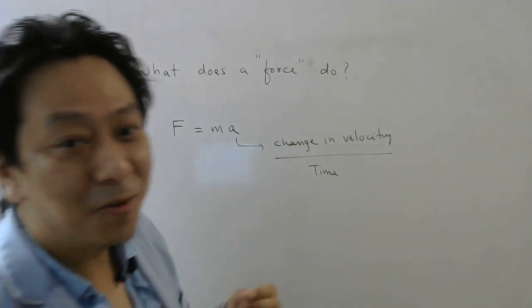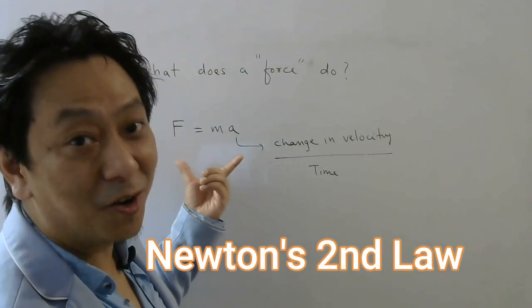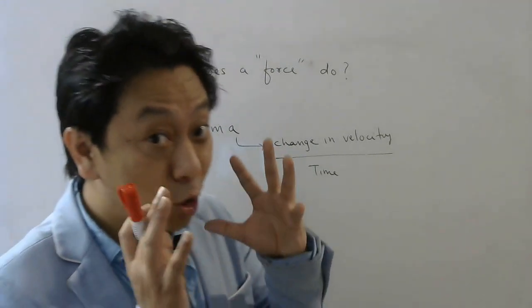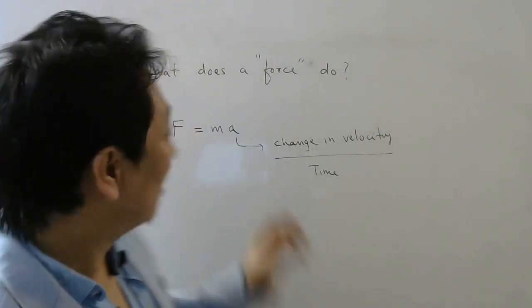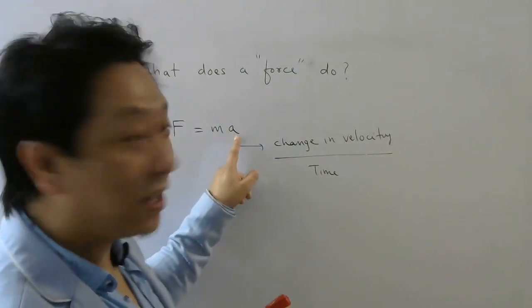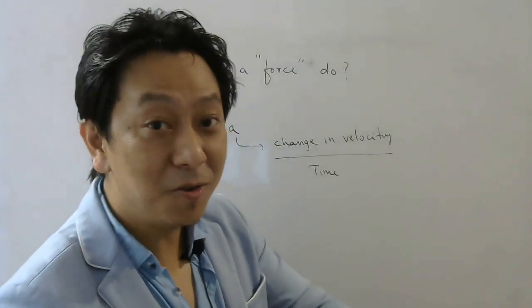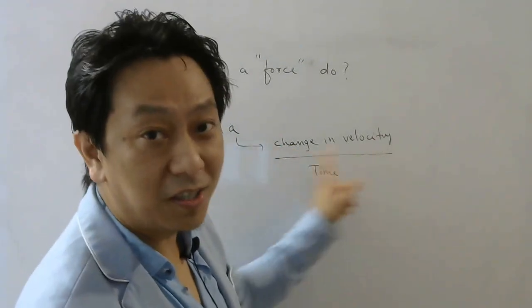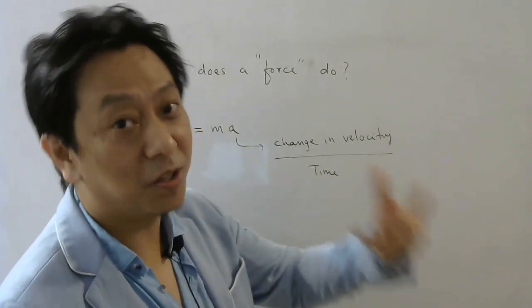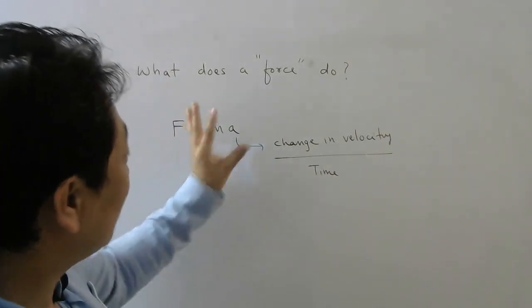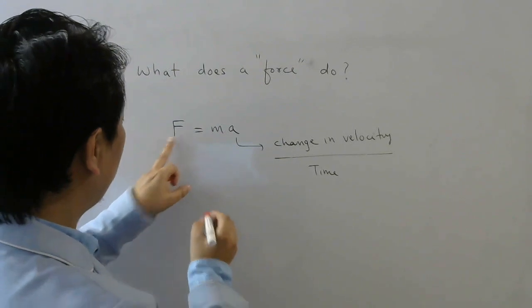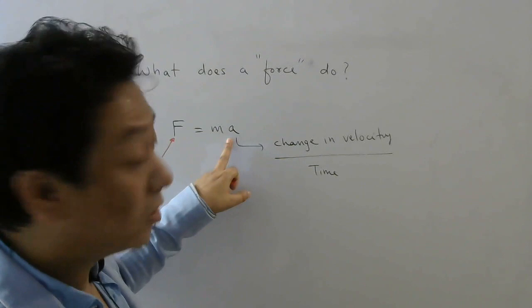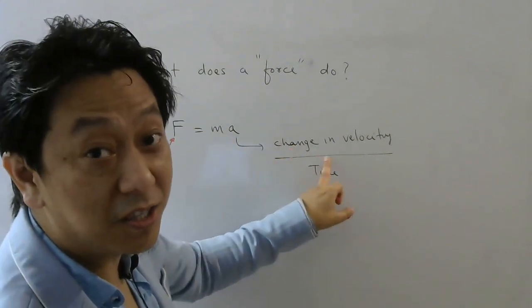For that, let us use the famous Newton's second law of motion, which says F = ma, where F represents the total force acting on a body whose mass is m, and a is the acceleration produced in the body. Now the definition of acceleration is the change in velocity divided by the time it took for the velocity to change. So what does this equation say? This equation says if you apply some force, then it results in acceleration, which in turn produces a change in velocity.